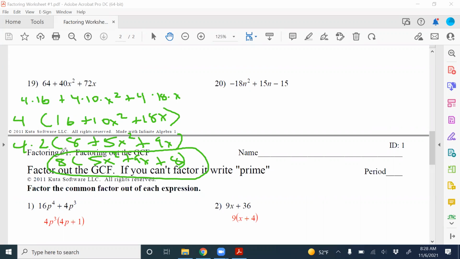If you could have seen that there's an 8 as a common factor among 64, 40, and 72, more power to you. But if you can't, that's okay, because whatever's left behind, you still want to examine it further and see if there's still more stuff you can pull out.